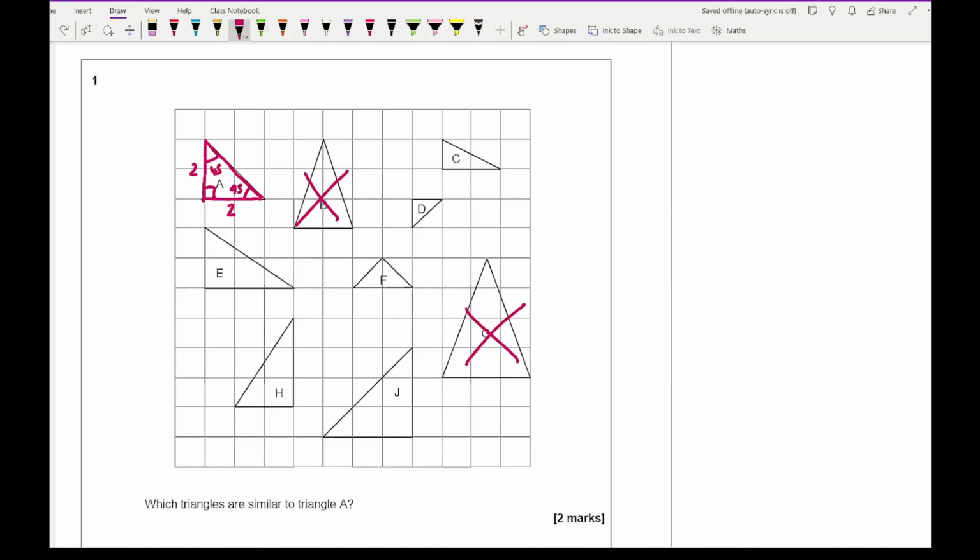Then looking at the sides, on E I've got 2 and 3, so that's not correct. On H that's 3 and 2, so that's not correct. J is 3 and 3, so that is an isosceles triangle. F is 1 and 1, and that is an isosceles triangle, so that could be correct. D is 1 and 1, so that is correct. C is definitely not, so the correct answers are going to be D, F and J.